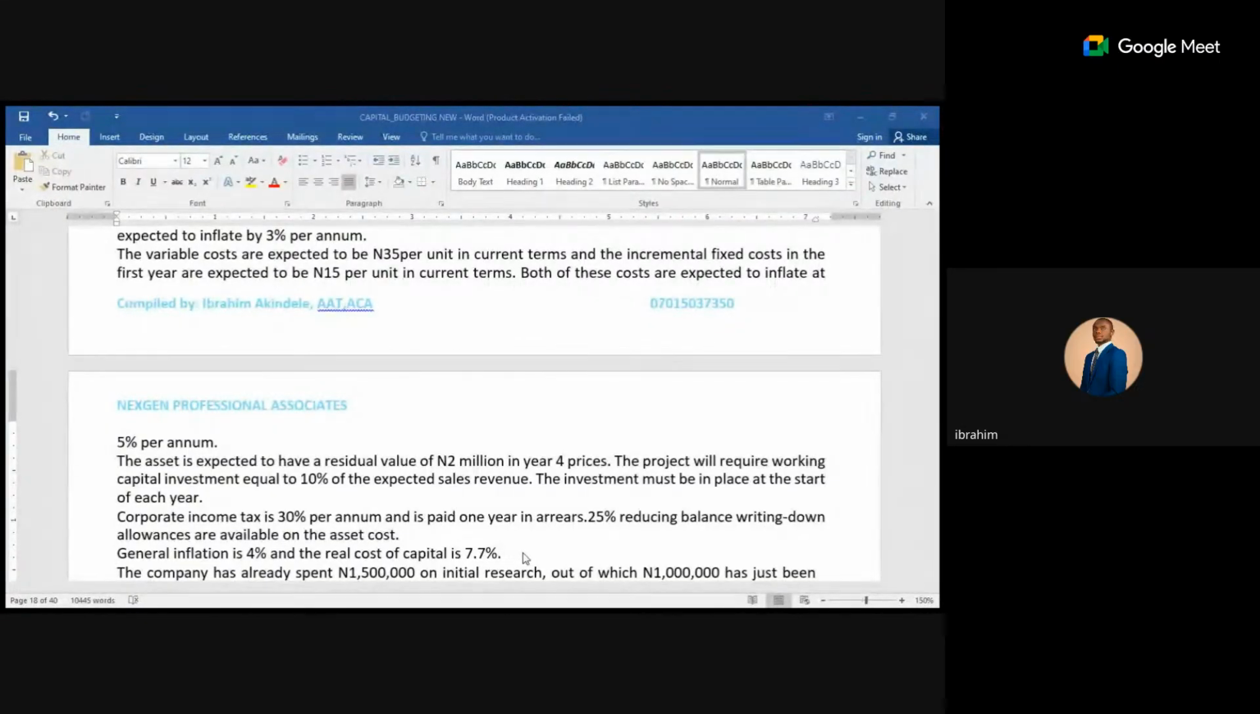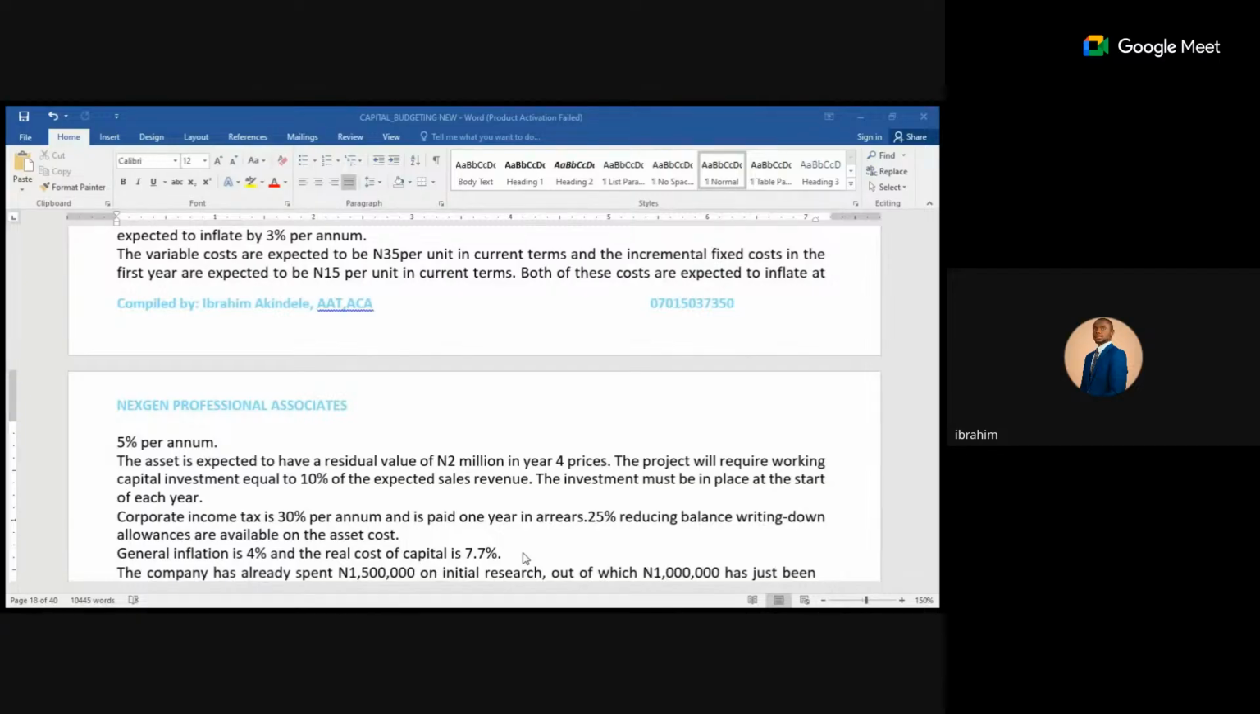A money term. Now, the asset is expected to have a residual value of 2 million in what? In year 4 prices. Just leave it as it is, in real terms. In year 4 what? Prices. It could be because maybe they've actually factored in inflation for them to say, okay, in year 4 prices, to arrive at 2 million.